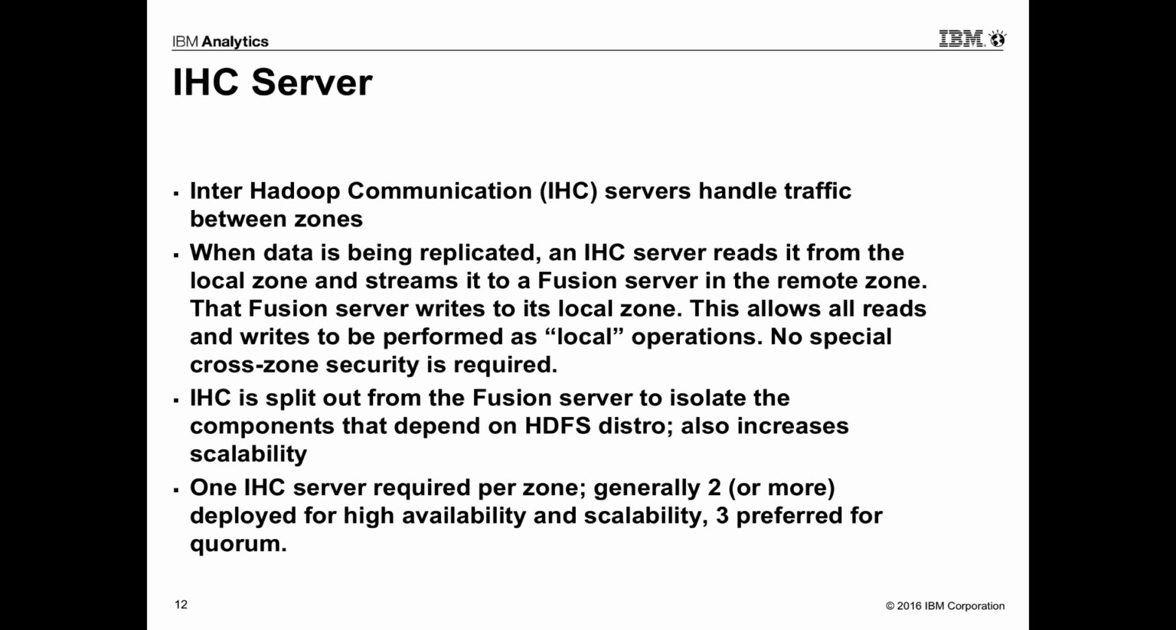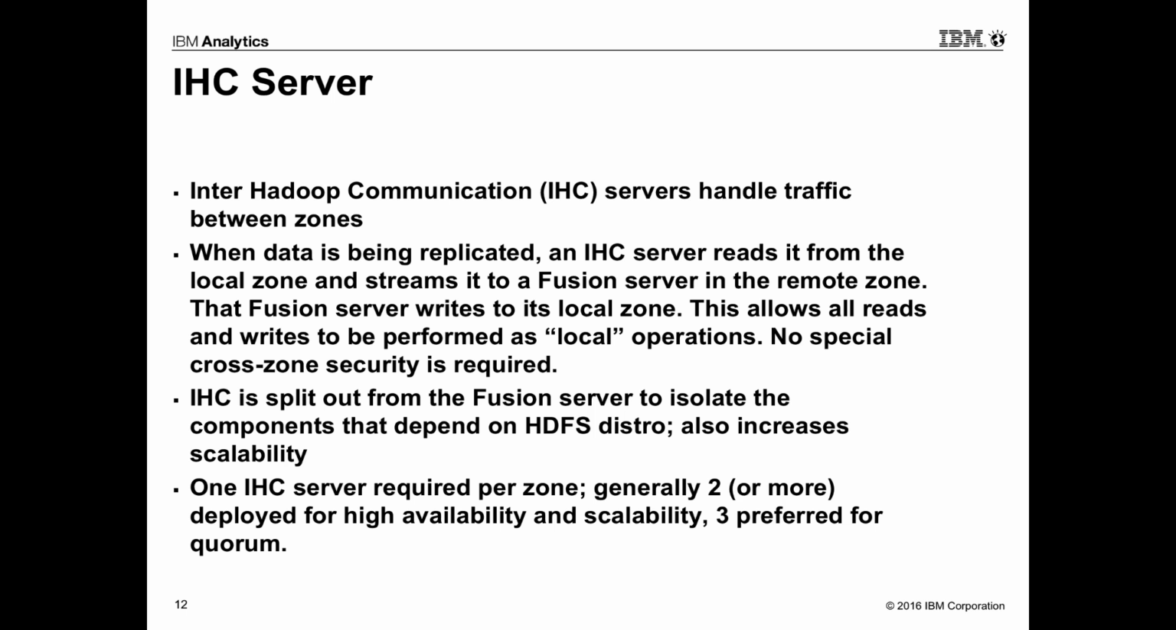Now let's talk about IHC server. IHC server, like I said, stands for Inter-Hadoop Communication Servers. This component handles the actual traffic between zones, or between clusters. So when data is being replicated, the IHC server reads it from the local zone and streams it to the Fusion server on the remote zone. And that Fusion server then writes it to its local zone. So in that sense, all these writes are performed as local operations. There's no special cross-zone security required.